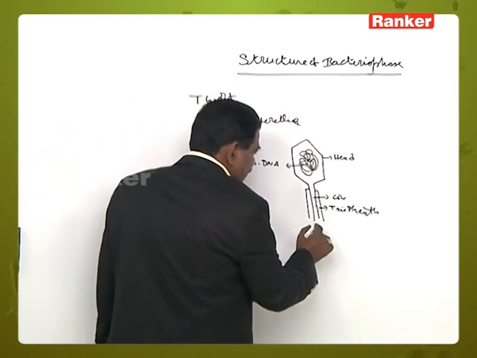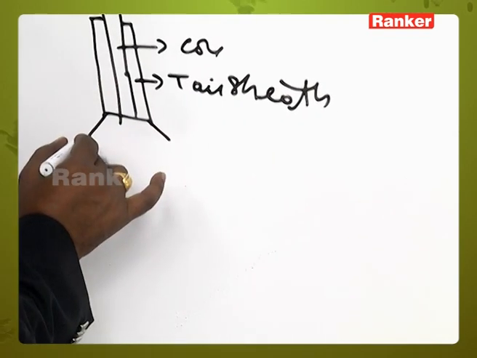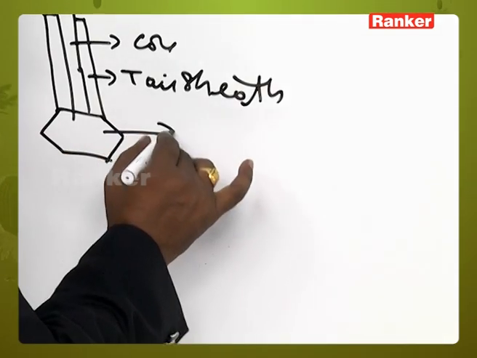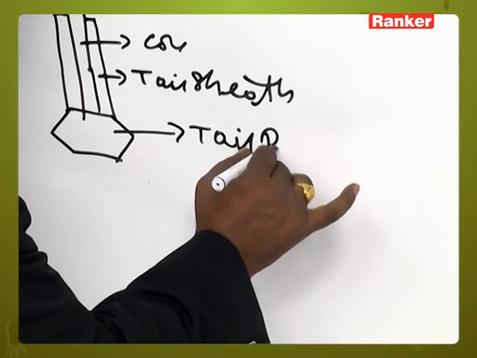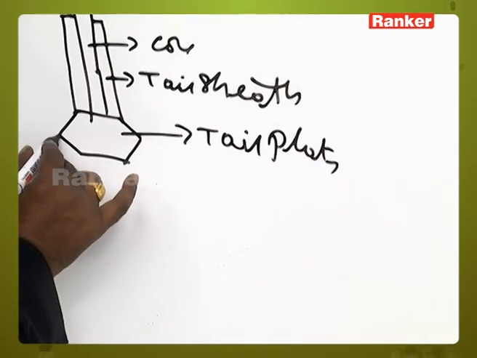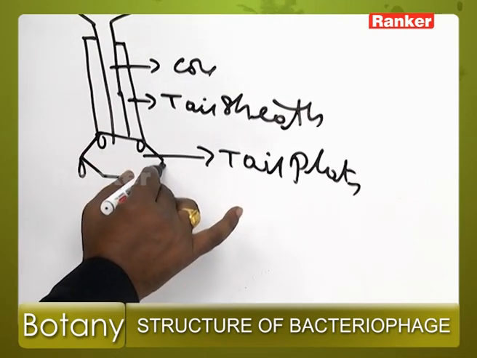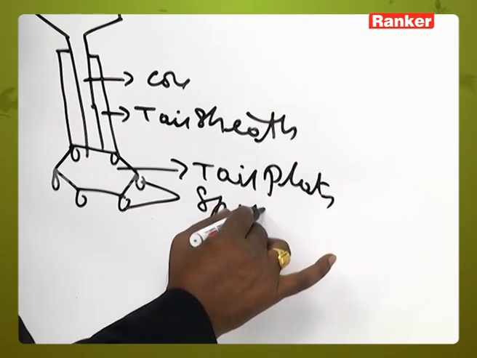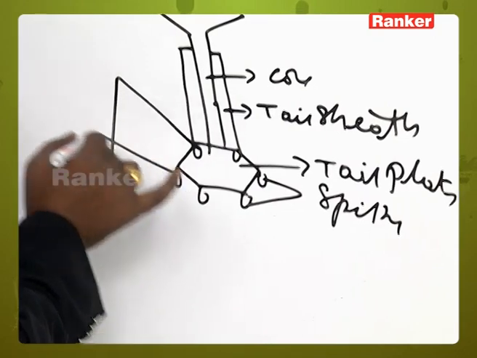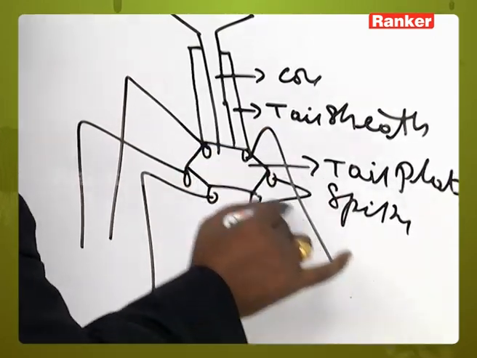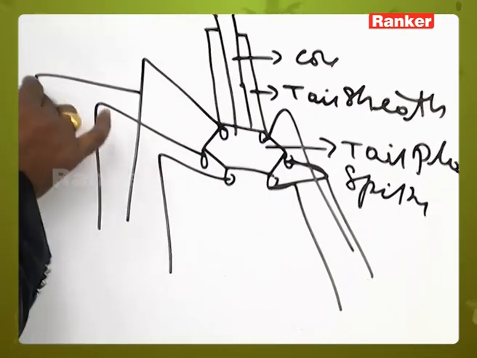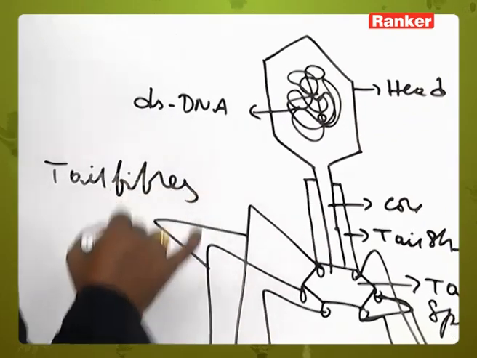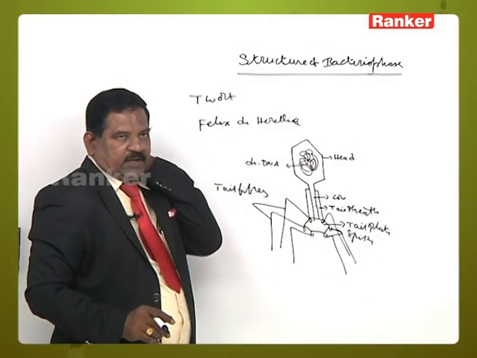At the base of the tail is a hexagonal plate called the tail plate. At each corner of this tail plate there is a spike. From each spike, one tail fiber arises.